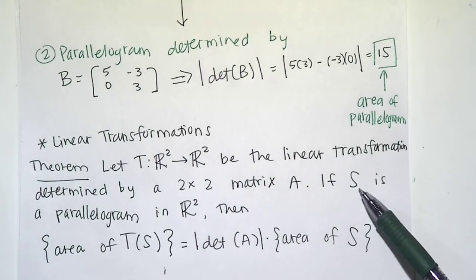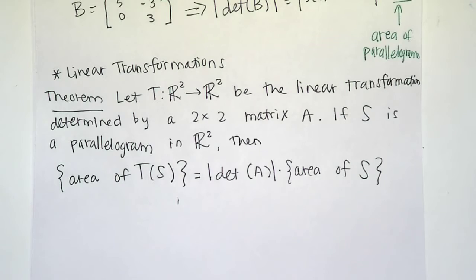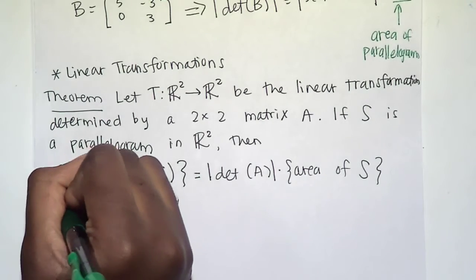So we take a parallelogram, transform it. The area of the transformed one is going to be the absolute value of the determinant of the matrix of the transformation times the area of the original parallelogram. All right, alternatively, we're going to do this for 3 by 3.